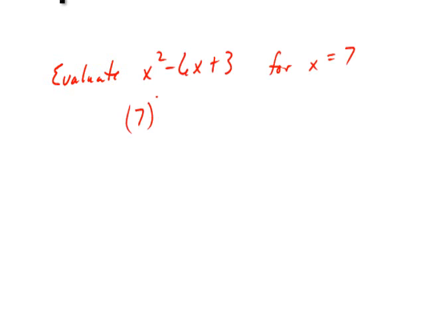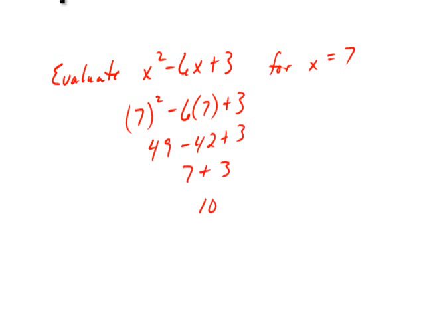To evaluate an algebraic expression for a given value, we substitute that value in for the variable and simplify the expression. For example, if we want to evaluate the expression x squared minus 6x plus 3 for an x value of 7, we substitute 7 in for every occurrence of that variable and simplify. The expression would have a value of 10 when x is 7.